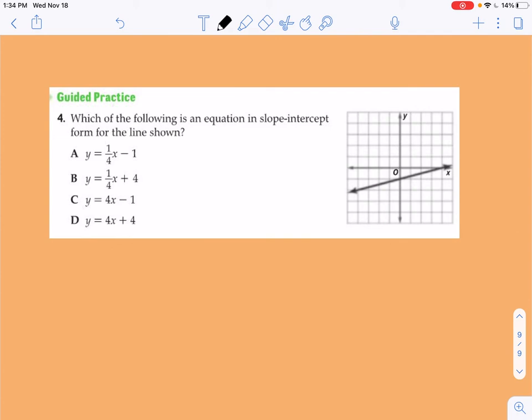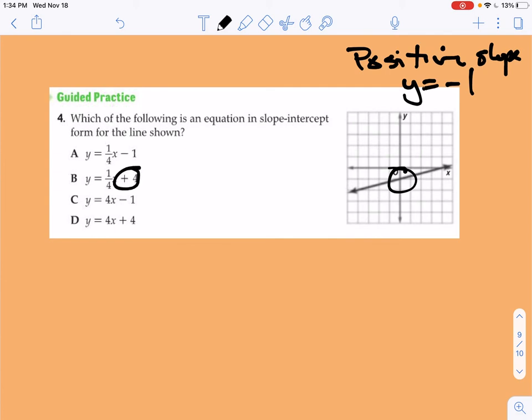Okay, let's do this one. Kind of similar. First thing I recognize when I look at this one is this thing has a positive slope. All right, there's a positive slope. Second thing I notice right away is where its y-intercept is. So its y-intercept is negative 1. So if I look at my answers over here, my y-intercept on this one's 4 and this one is 4. So I know it's not going to be D or B. All right, so it's either A or C.